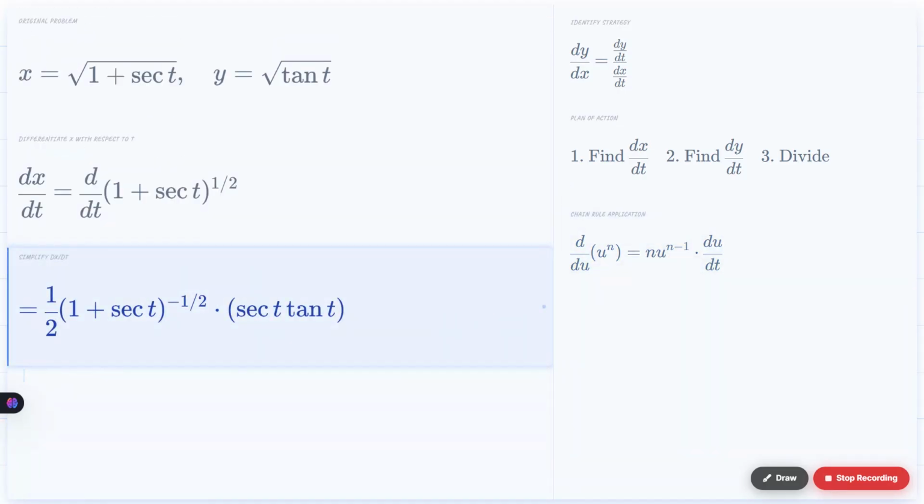We simplify the expression for dx divided by dt. We do this to make the math easier to read. We get 1/2 times 1 plus secant to the power of negative 1/2 times secant times tangent.